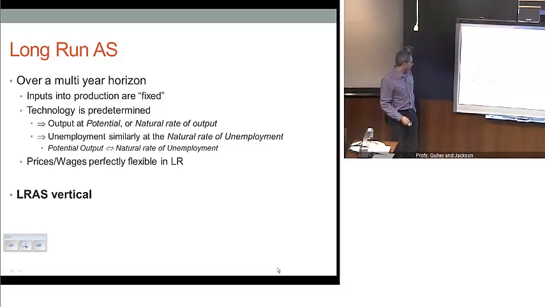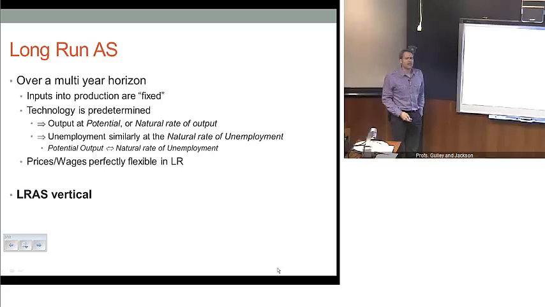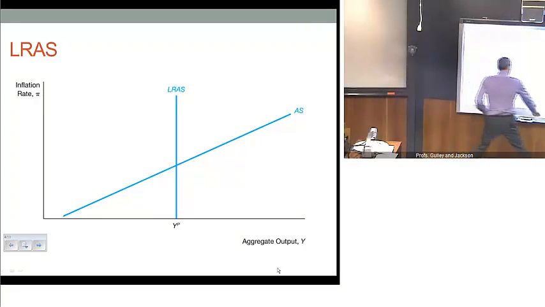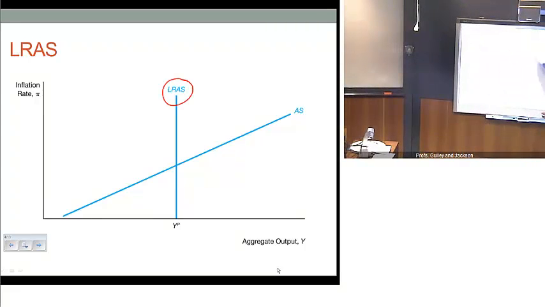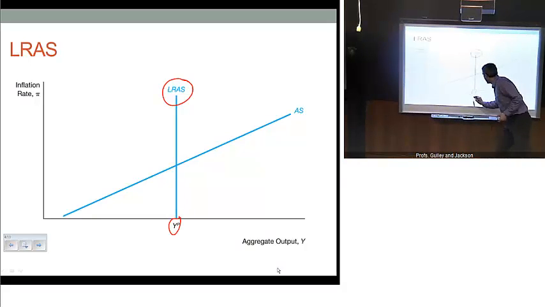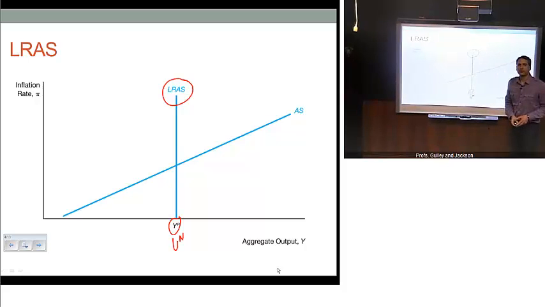The punchline here is that our long-run aggregate supply curve is going to be vertical. It's going to be perfectly vertical relative to our inflation rate. And you can see this right here. So there's our potential level of output, and again, this is also synonymous with our natural rate of unemployment.